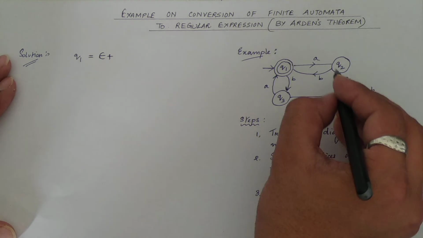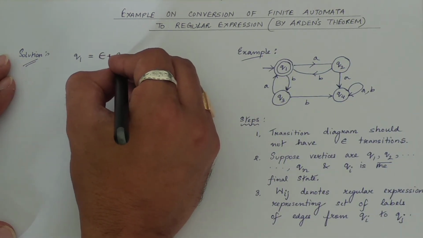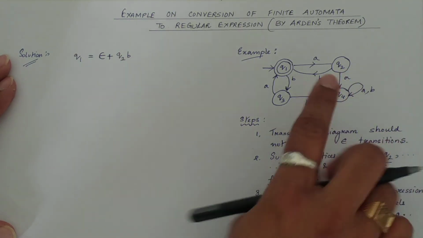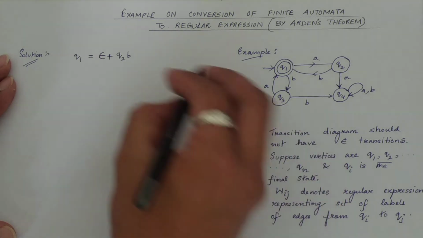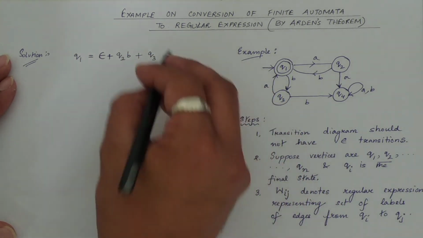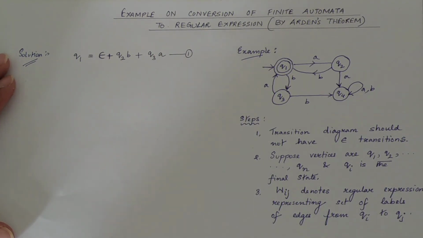How to write this down for B? It is coming from Q2, so I can write Q2B: the state and the transition it is coming with. Similarly, I come across Q3, and the transition it is coming with is A, so Q3A. This is equation number 1. Is this clear? I think it is clear to everyone.